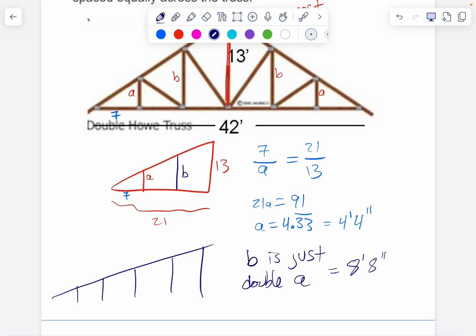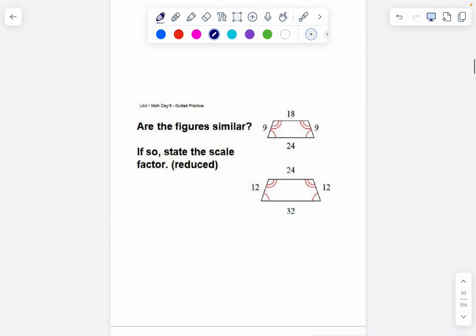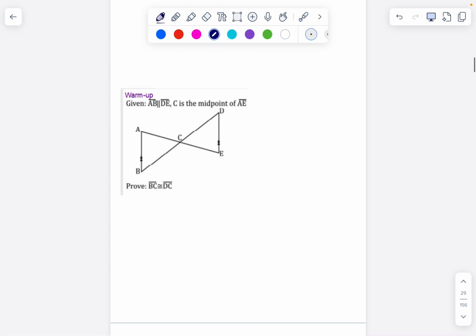So, interesting there. Hey, there's a proof. Should I send you home with that?